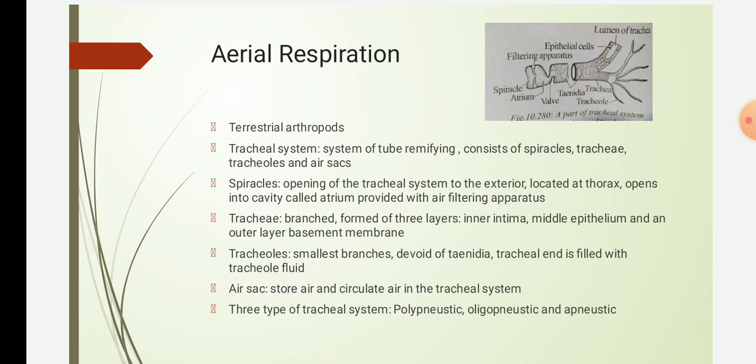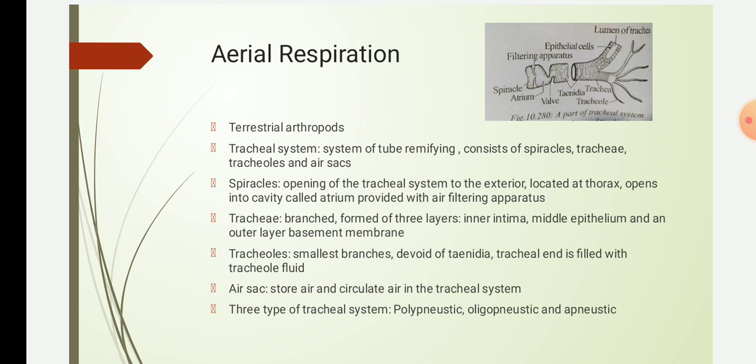The respiratory organs of aerial respiration are of different types: tracheal system, book lungs, simple lungs, air tubes, spiracular gills, plastrons, and respiratory tubes. So there are 7 different types of respiratory organs which are found in the terrestrial arthropods for respiration. First we will start with the tracheal system.